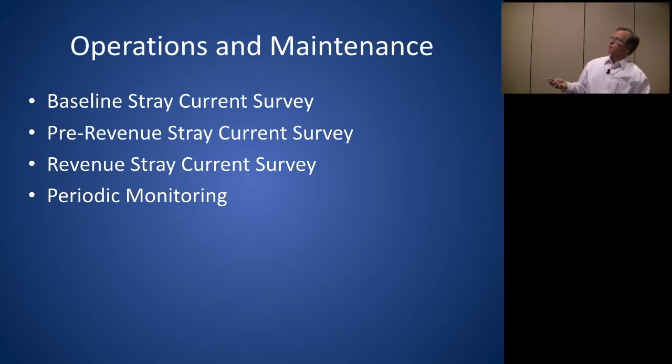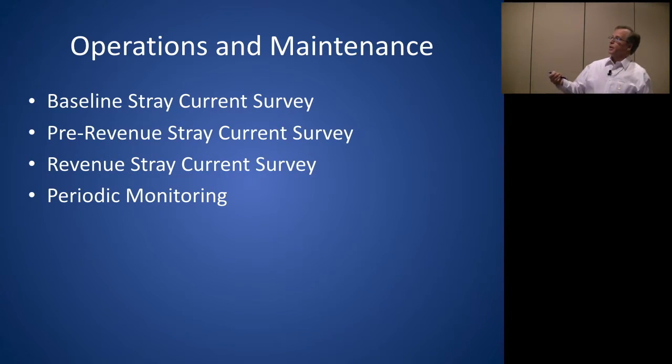Then this pre-revenue survey, that's when they're doing the train test and they're testing everything else before people can ride on it. That's the best time for us to test for stray currents, because we can take a test train, start at one end and run it to the other end, do all our recordings and tests, and see how that one train affects it. You saw how the graph was simple when one train was going down the track. So when it's a simple graph, it's a lot simpler to troubleshoot.